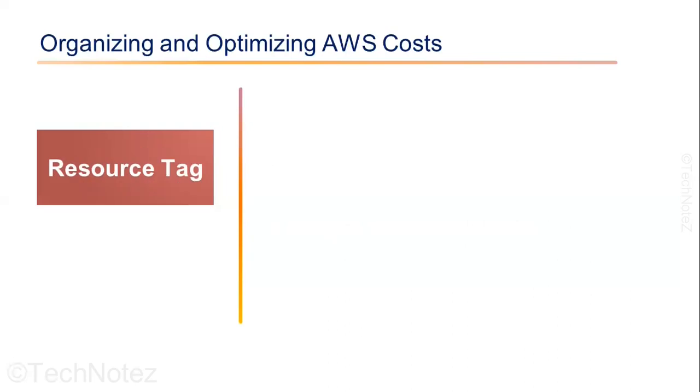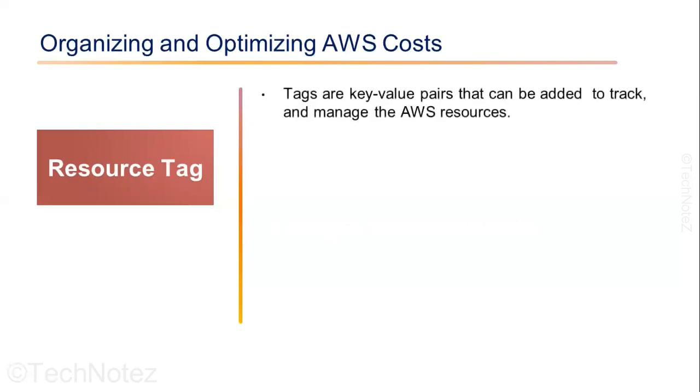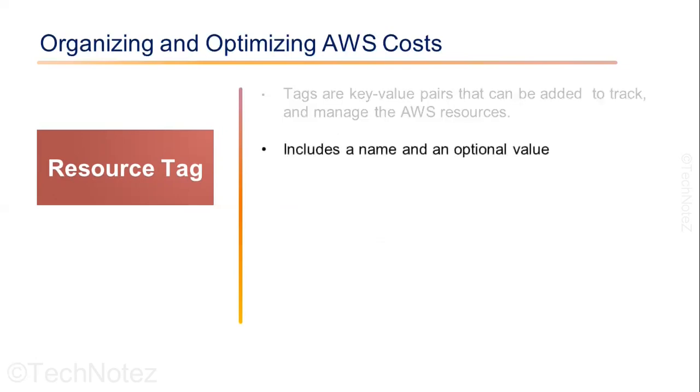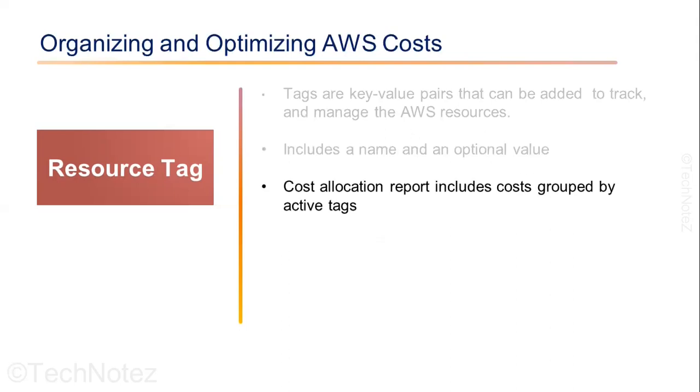Next, let's talk about AWS resource tags. Tags are key-value pairs that can be added to AWS resources in order to track and manage those resources. These are just metadata that can be assigned to the AWS resources. AWS tags include a name and an optional value. So let's say, for example, we have a website that we are launching and we have 5 web servers. We could go in and put web server as a tag on each of those servers. Then when we want to explore our cost, we could ask how much we are spending on everything that has a tag of web server.